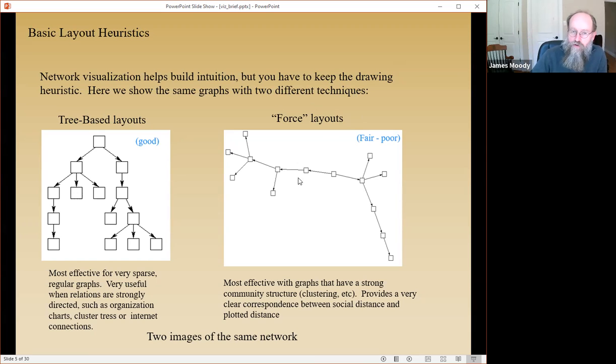A force-based or a space-based layout is a layout where you don't care what's up or what's down. All you care about is proximity. And so two nodes are close to each other if they share a tie, and they're far apart if they don't share a tie. Now, the thing about networks is that they are multidimensional objects that you're forcing into two dimensions. And so in this case, if you say that two nodes that are tied to each other should be only distance 1 apart, you can see that node A here and node B are 1 apart, they're 1 apart, and they're 1 apart.